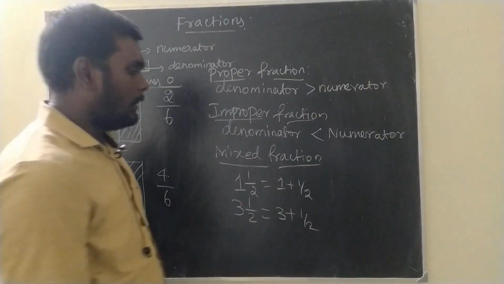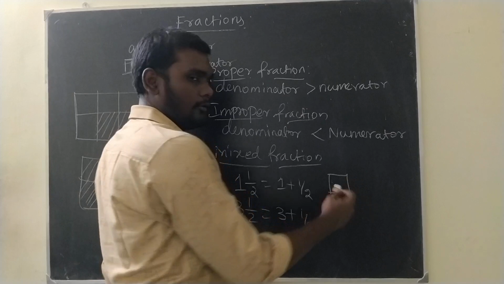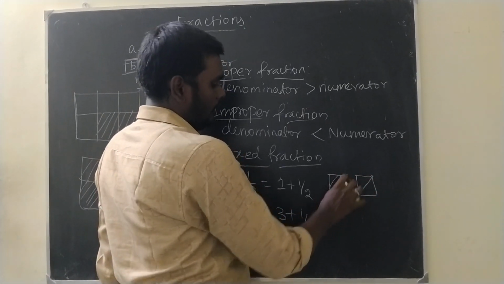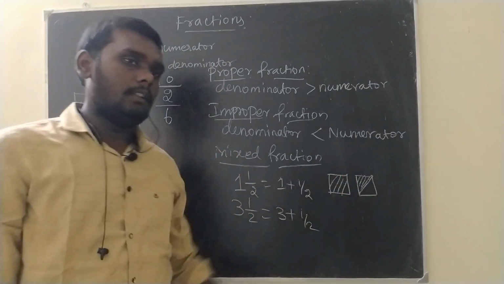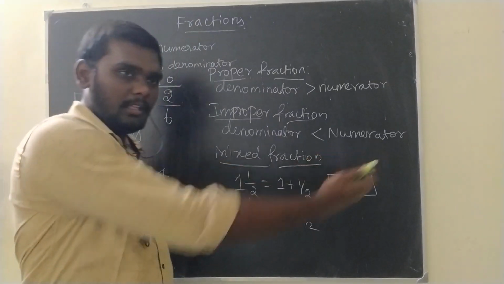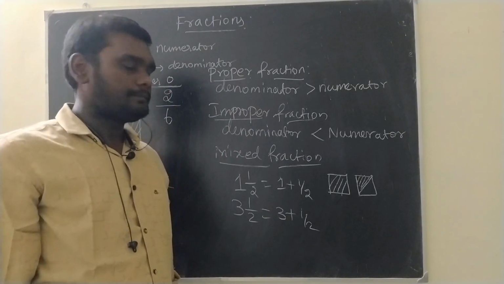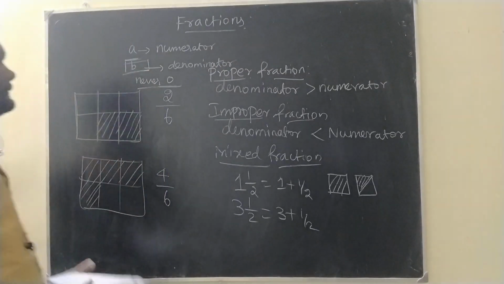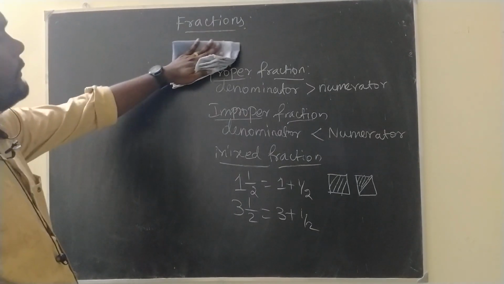Okay, so how to know this? One and a half: if I am denoting the square as 1 and here half, so 1 plus half is 1 and a half, a mixed fraction. Likewise, 3 and a half means the same thing: 3 shaded fully, half is shaded half. So this is called a mixed fraction. And after that, a very important definition, equivalent fraction.